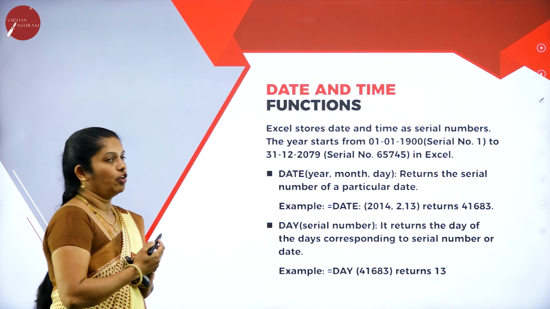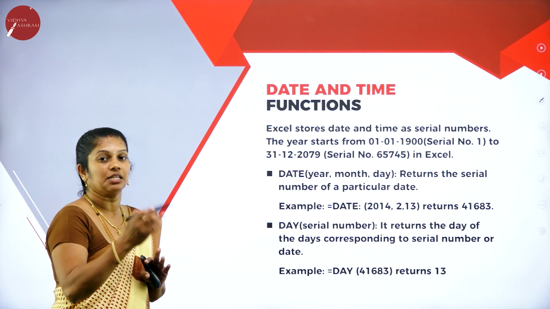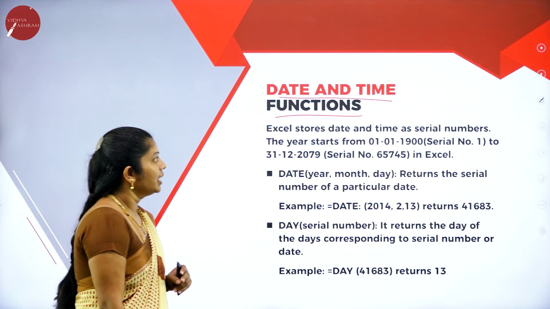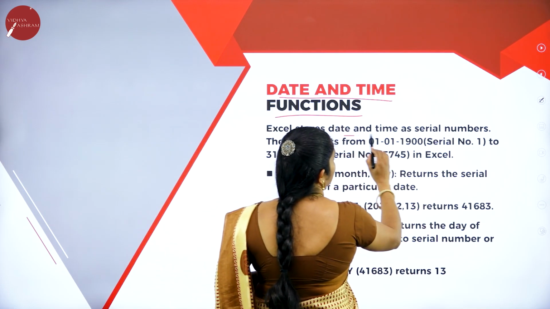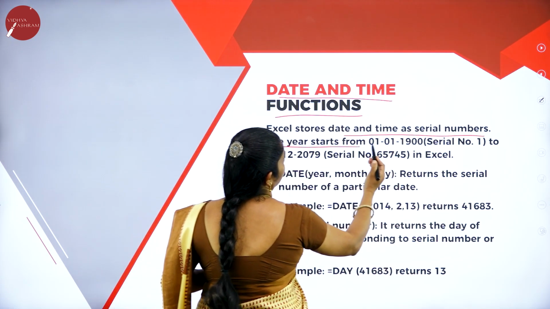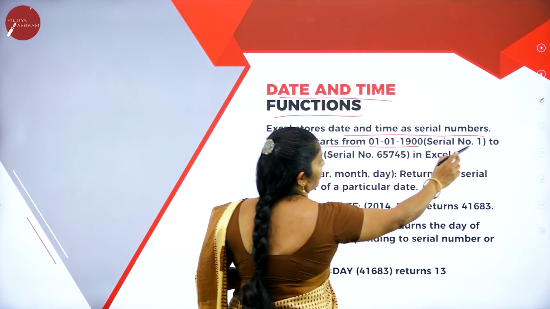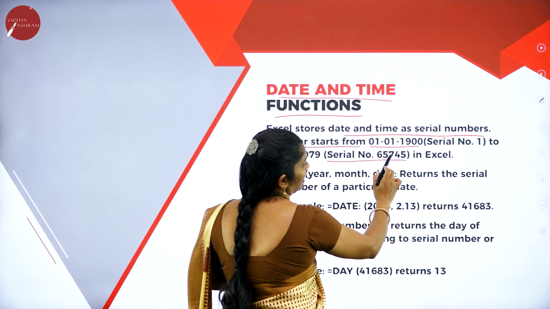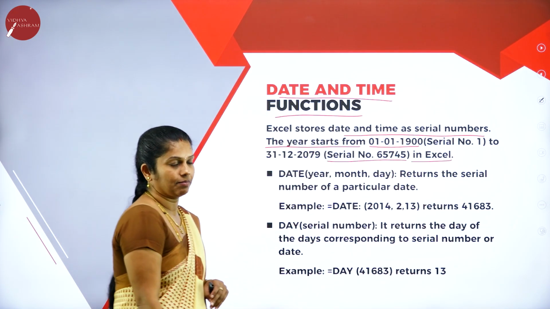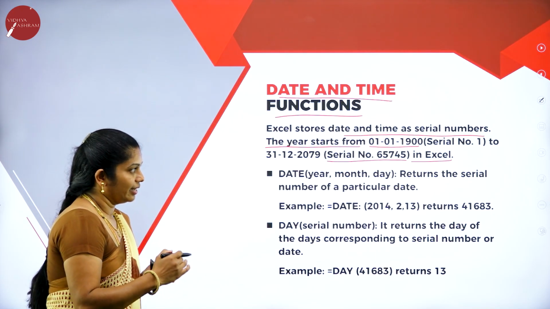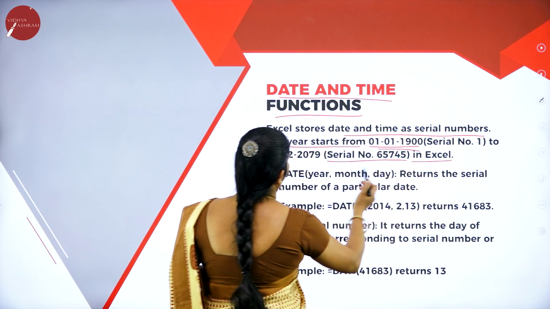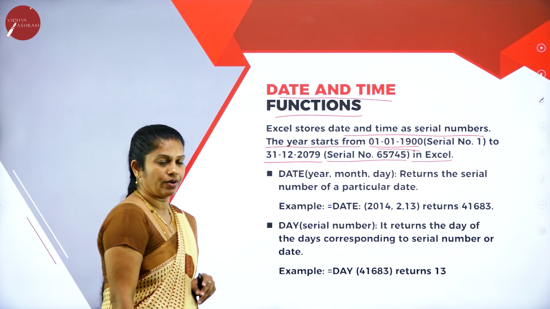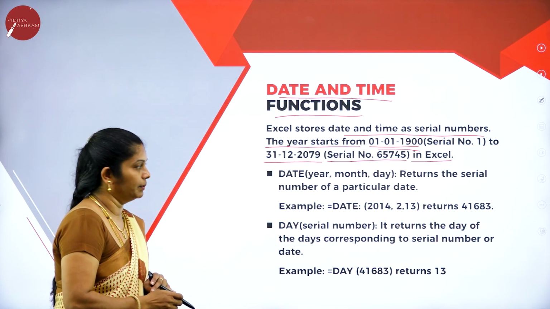Now, is it clear? Next we will move on to the next built-in functions, that is date and time functions. Excel stores date and time as serial numbers. The year starts from 1900 with serial number 1, and the serial number for 31-12-2079 is 65745 in Excel format. That means it considers the serial number as 1 for the starting date, and for the later date the number is 65745. Like that, automatically it will consider that number.